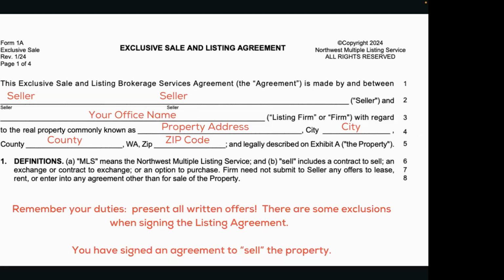Okay, so looking at the form itself, I know most of us probably know how to fill in the blanks here, but there's a few things that we should probably be remembering when we do fill in these blanks. So first, we're going to be writing the seller. Now, this would be one person if there was one seller, two if two sellers, and we're going to be putting in the legal seller's name. Also, our office name, that's the office that you specifically work for, property address, city, and zip code.